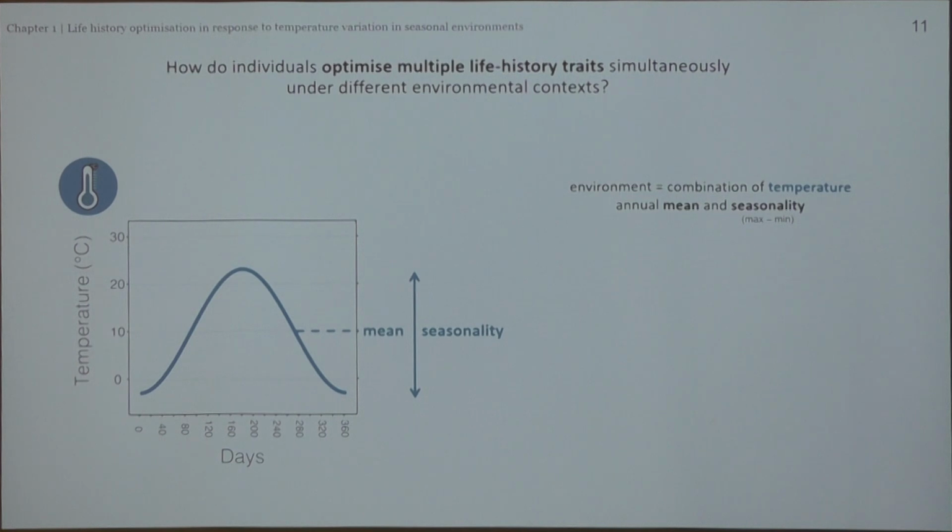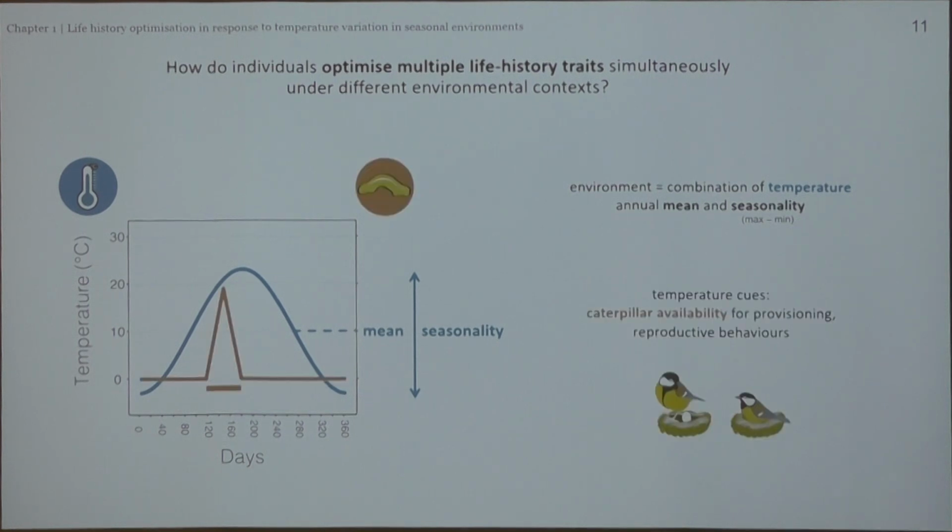So in terms of looking at what are the optimal solutions under different environmental contexts, as an environment, I defined a combination of temperature, annual mean, and seasonality, where seasonality is just the difference between the annual maximum and minimum in temperature. And then this temperature cues the availability of caterpillars for providing for the chicks. But the temperature also cued some of the reproductive behaviors, such as the egg laying or the incubation.